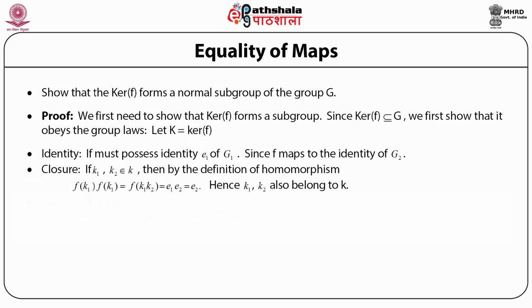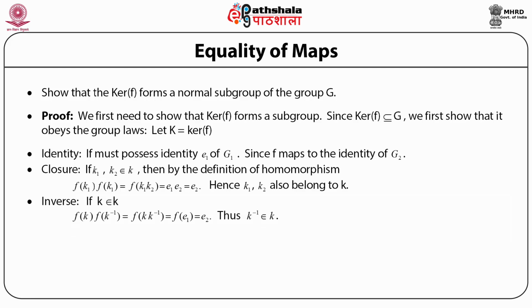So that means the identity should exist. So it must possess identity E1 of G1. Since F maps to the identity of G2, the closure property should be satisfied. If the elements K1, K2 belong to K, then by the definition of homomorphism, F of K1 K2 is equal to F of K1 into F of K2, which is equal to E2 E2, which is equal to E2. Hence, K1 K2 also belongs to K.